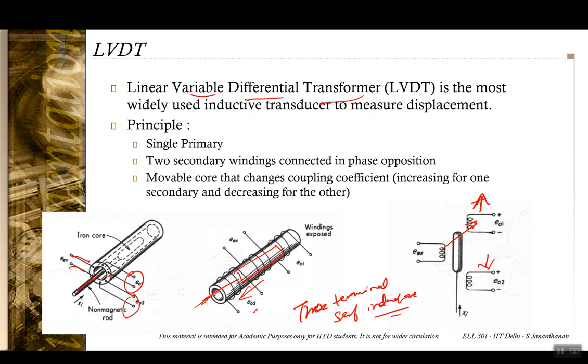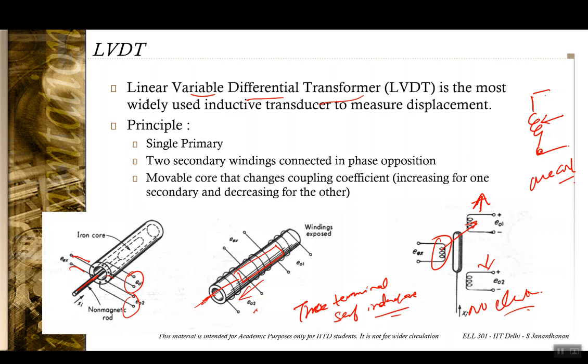Okay, however, it should be noted that in the three terminal self inductance case, what you had was one coil. Okay, there was no primary or secondary, there was one coil. Here you have a primary which is magnetically coupled with the secondaries. Okay, but there is no electrical coupling between the primary and the secondary. There is only magnetic coupling.